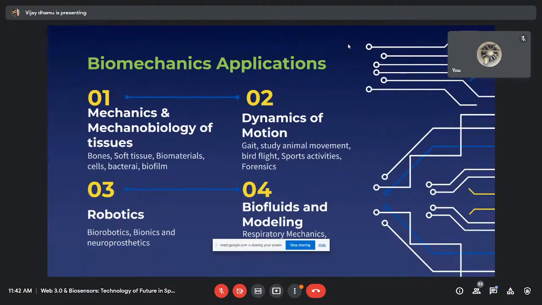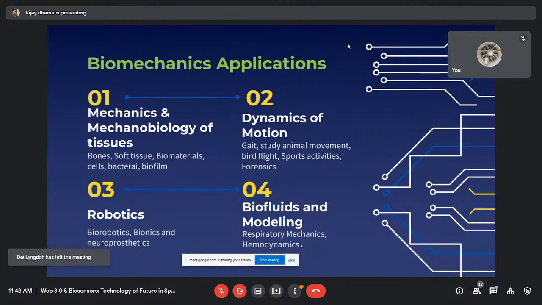And fourth is biofluids and modeling. So biofluids and modeling is applying computational fluid dynamics, the concept of CFD, in blood flow or in airflow. So if we study human respiratory mechanics, then we'll be studying the airflow inside our body. And if you study the cardio mechanism or flow of blood through the heart and in the brain, sometimes even in muscles, then it is called hemodynamics.